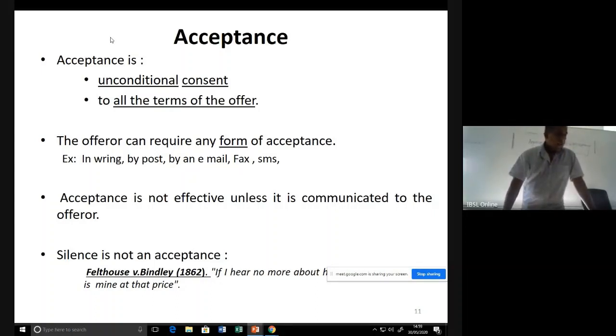The next important point is that silence is not an acceptance. What does it mean? These are the legal principles applicable to acceptance that you have to remember. The last point is silence is not an acceptance. What does it mean? It's like this. Say I am making an offer.